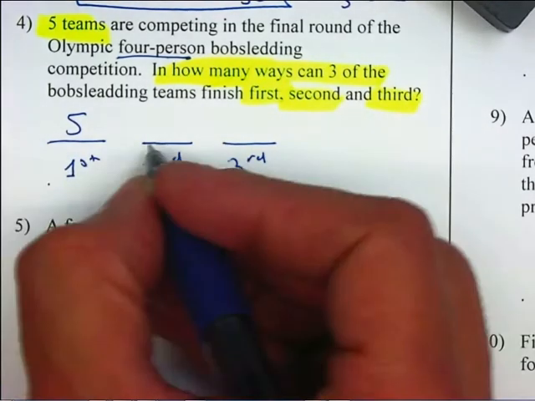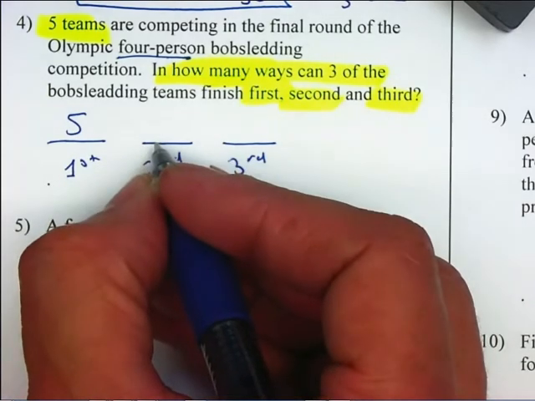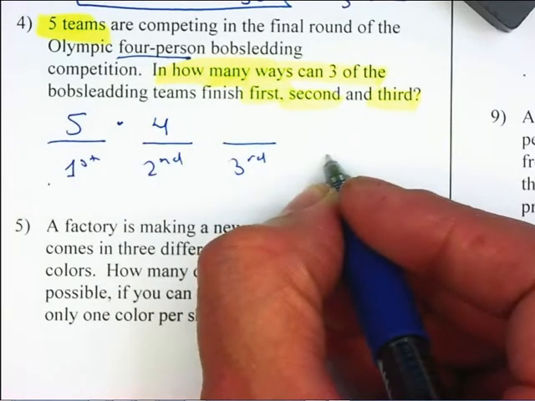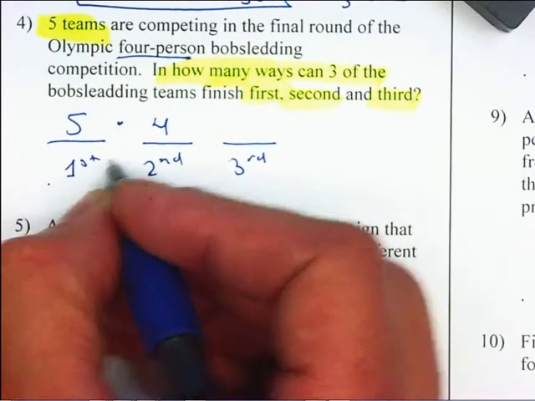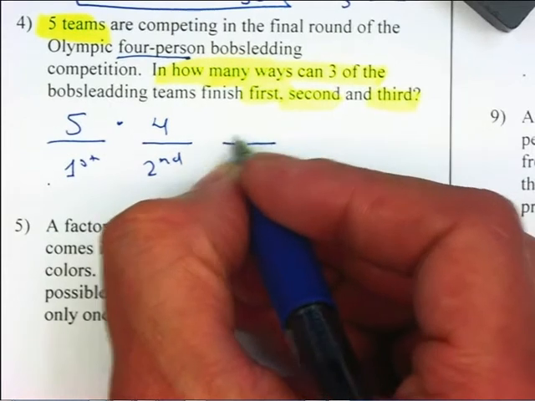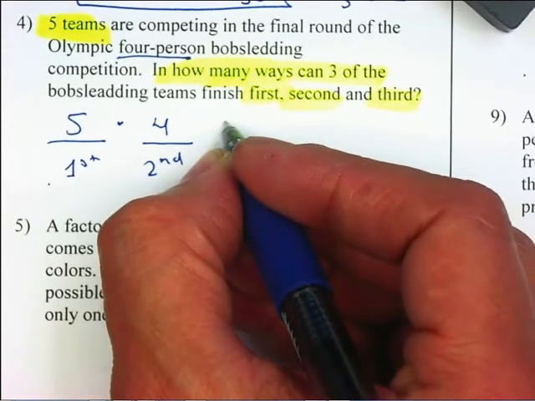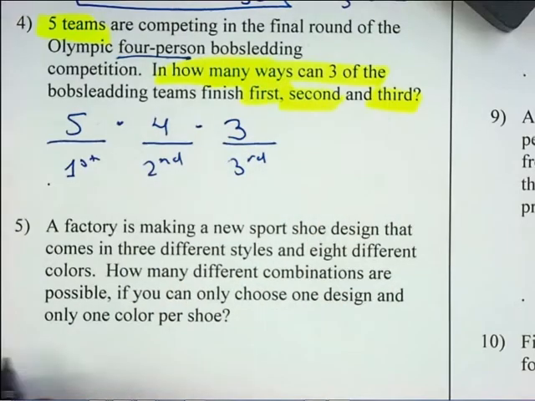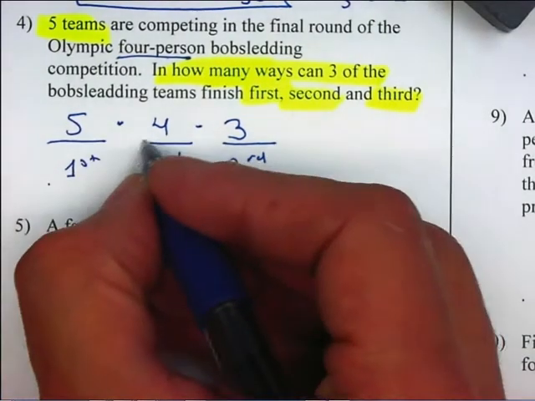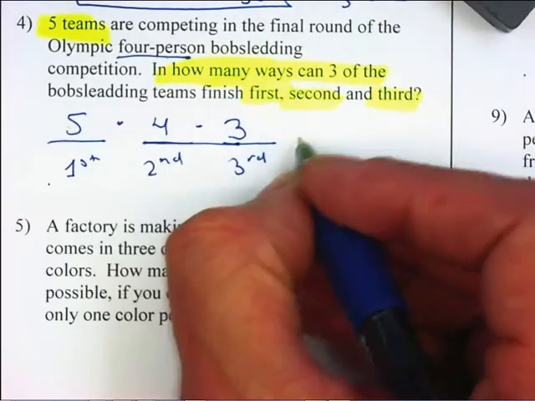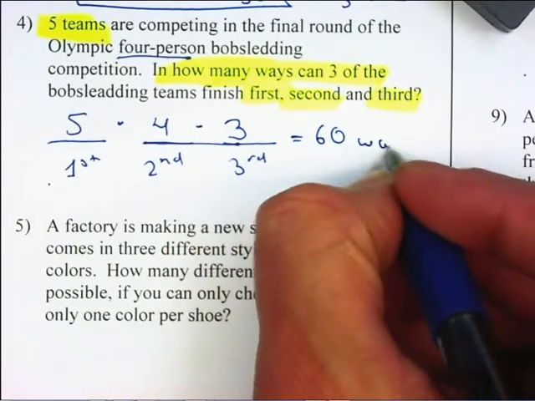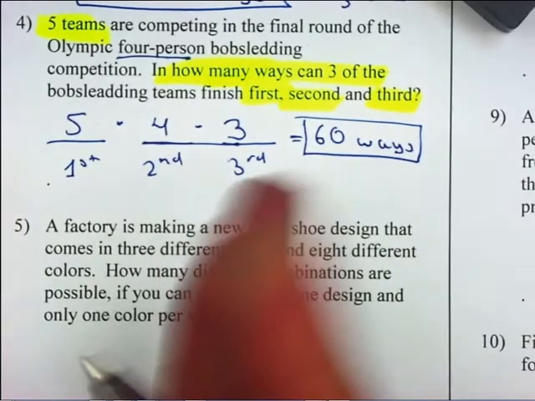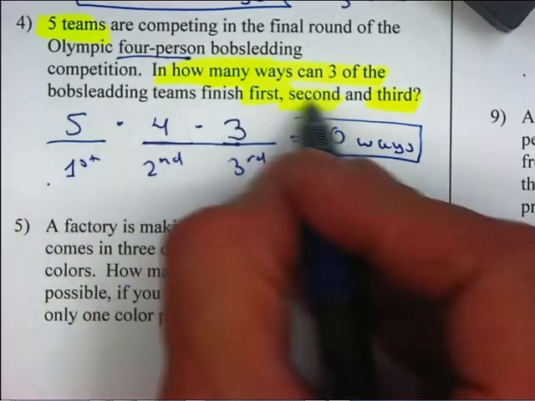Now how many of them are available for second spot? 4 of them are still behind. The second one crosses the line. How many are available for the 3rd place? There's 3 still competing. And we don't care who finishes 4th or 5th. We multiply it out, so it gives me 12 times 5 will give me 60 different ways that those 5 teams can finish first, second, or third. Make sure you read the question carefully.